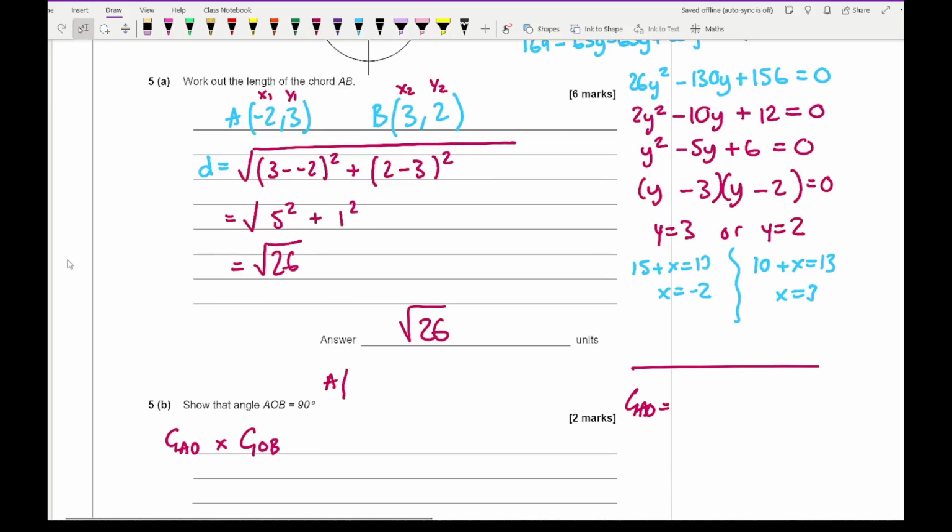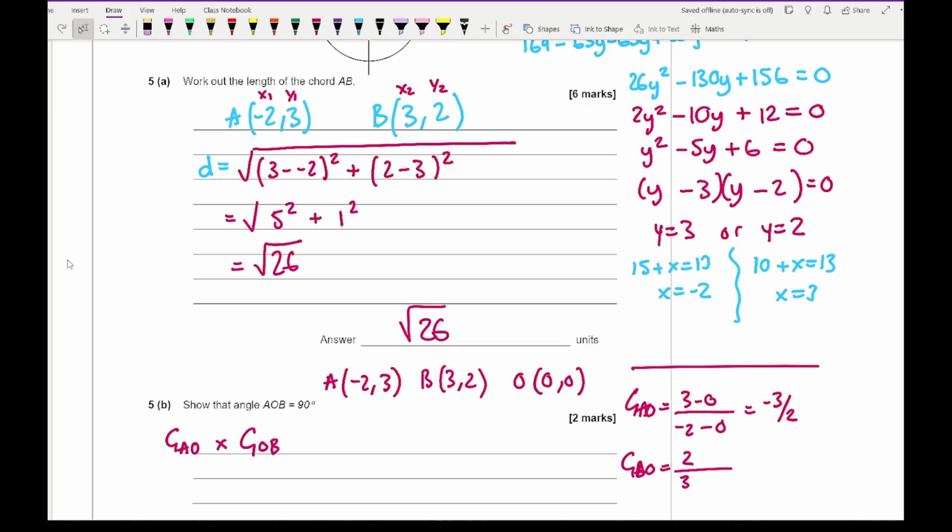From this, I'll just write down what the coordinates are. So I've got A is (-2, 3), B is (3, 2), and O is (0, 0). The gradient of AO is going to be (3 minus 0) over (minus 2 minus 0), which is minus 3 over 2. And the gradient of BO is going to be (2 minus 0) over (3 minus 0), which is 2 over 3. So minus 3 over 2 times 2 over 3 equals minus 1. Therefore, the angle AOB equals 90 degrees because they are perpendicular.